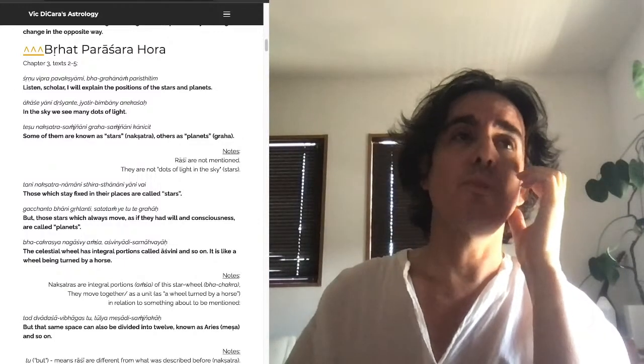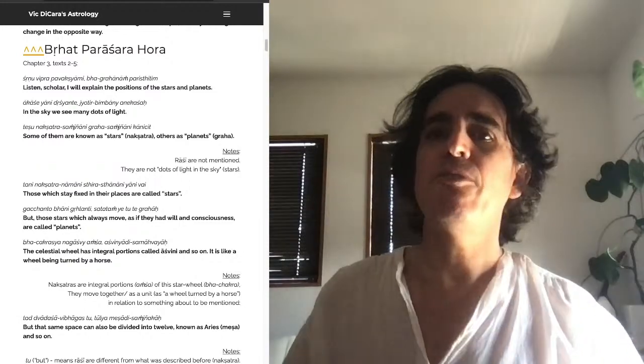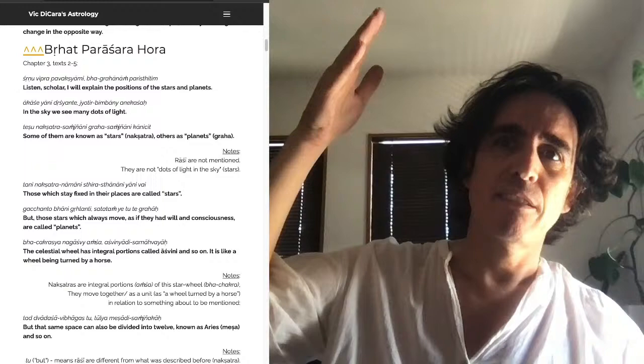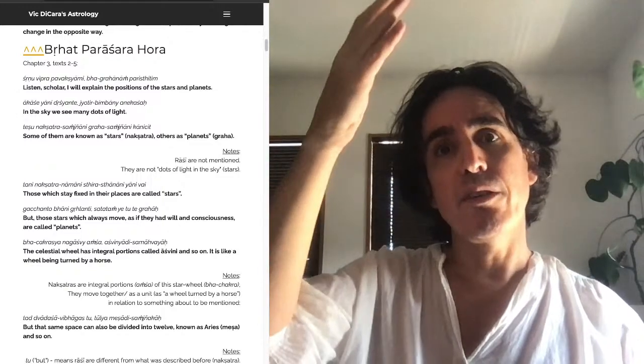Okay, so far so good, right? Now he says tad, which means that same bachakra, that same celestial wheel, can be divided dvadasha vibhagas. But besides this way of dividing the things, that same wheel, that same space, can be divided into 12, not 27, but 12. And those are known as Tulya, Mesha, Adi, Sangyaka.